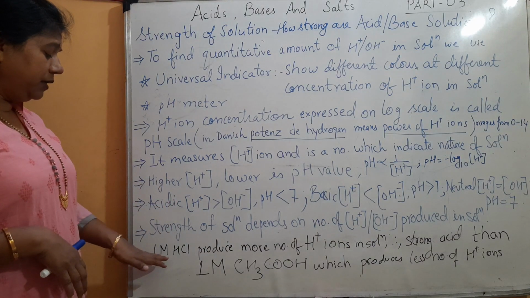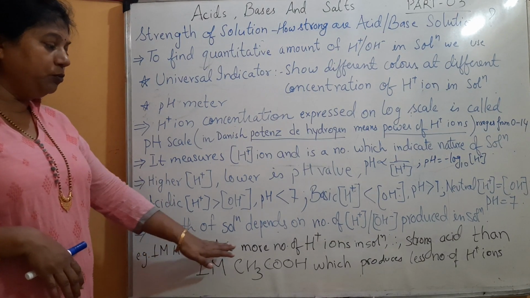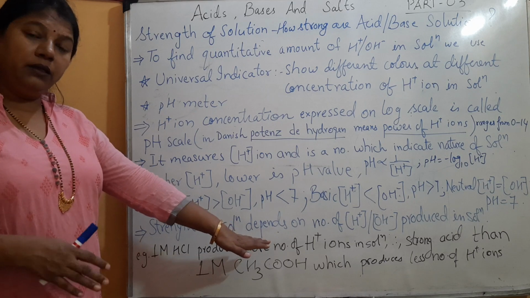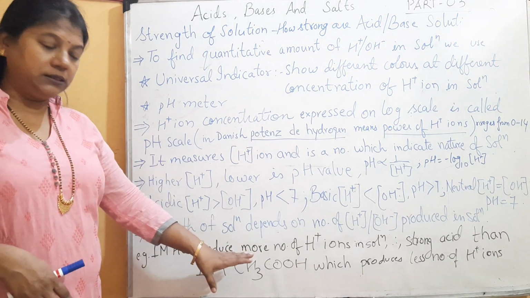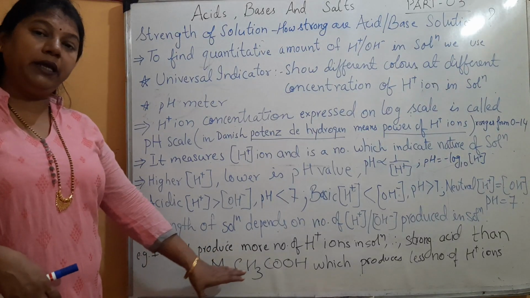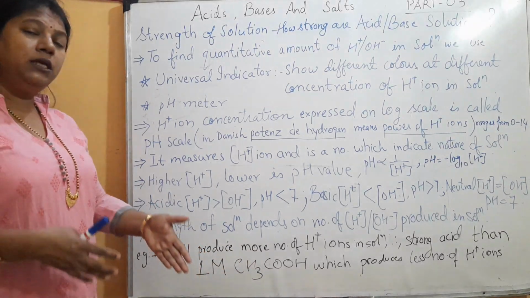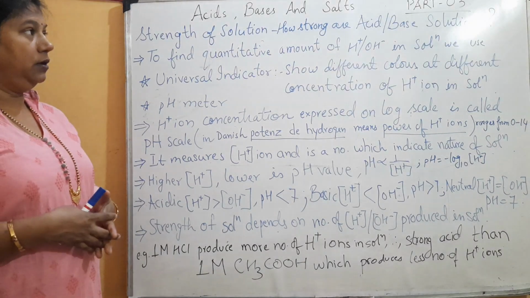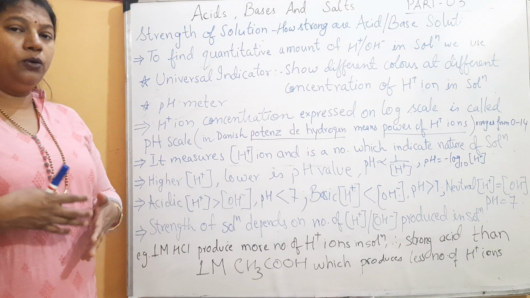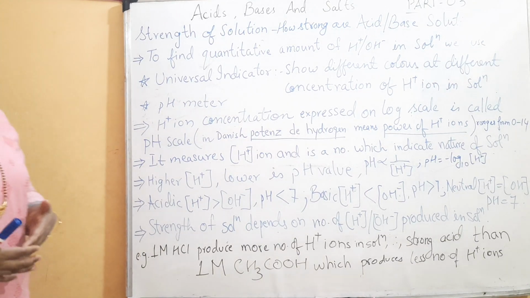So when we add 1 molar HCl to water, it produces a larger number of H+ ions, due to complete ionization. Therefore, it is termed a strong acid as compared to 1 molar acetic acid, because that produces fewer H+ ions due to partial ionization. Okay. Now we will take up the role of pH in everyday life.